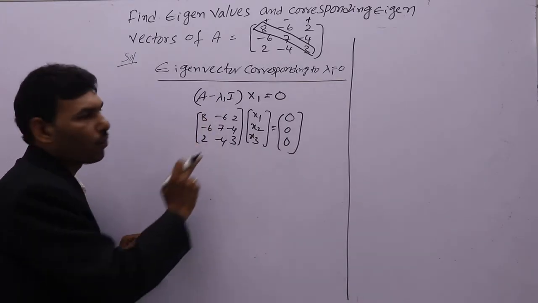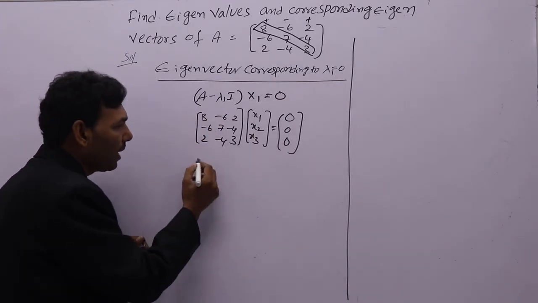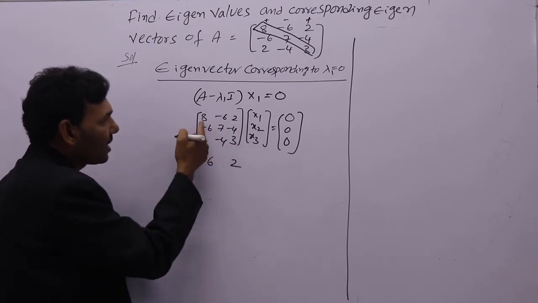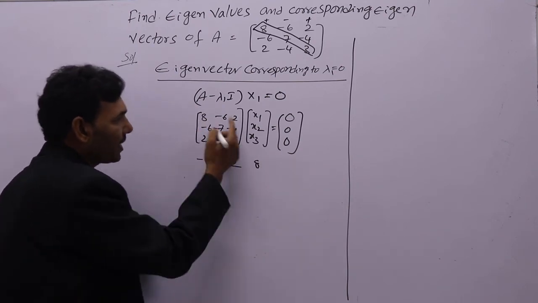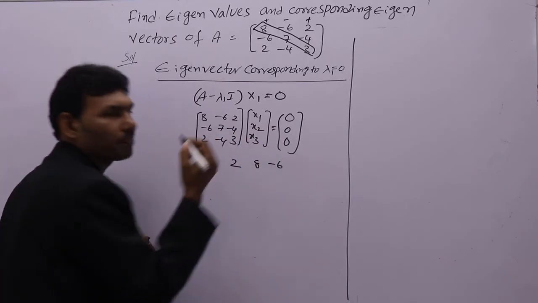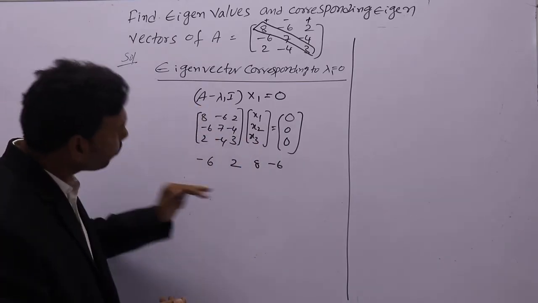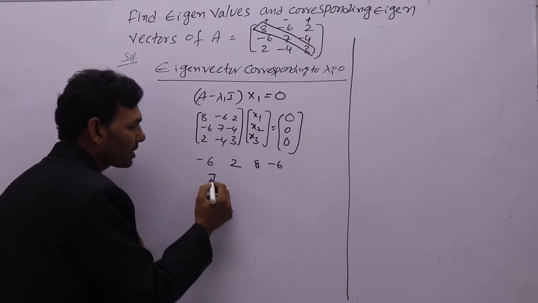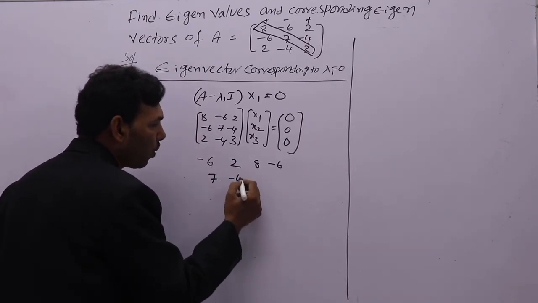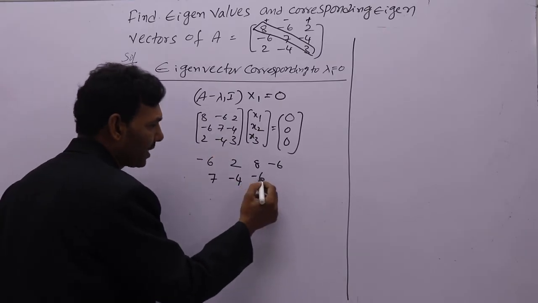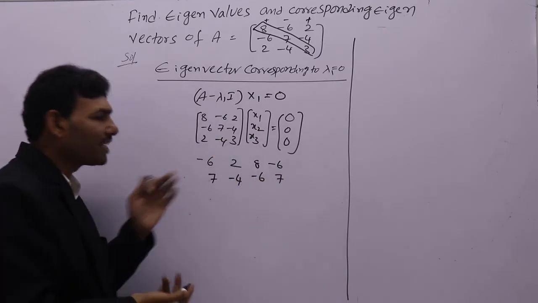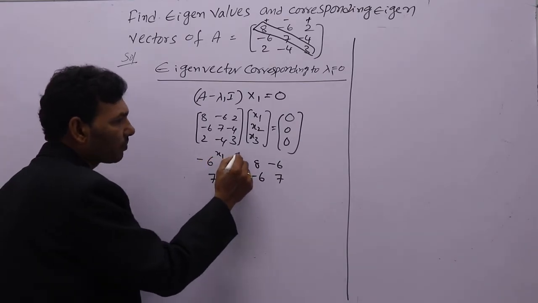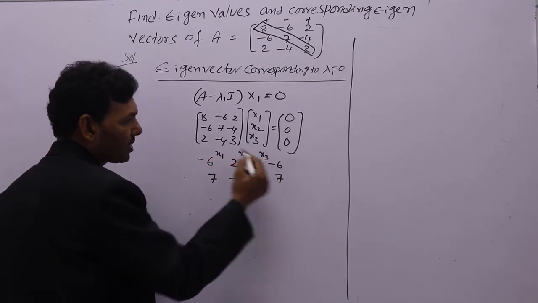I am taking the first row. What is the second element? -6. Next element 2. Next element 8. Next element -6. Like this, any two rows you need to note down. Second row, second element onwards: 7, -4, -6, 7. Very easy technique. Now write here x1, x2, x3.